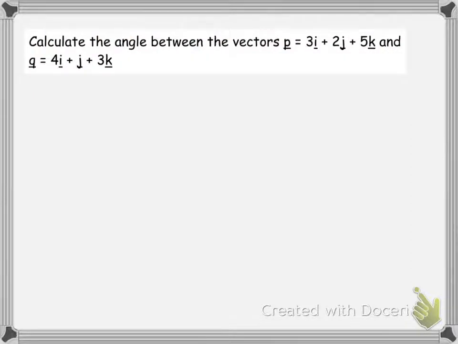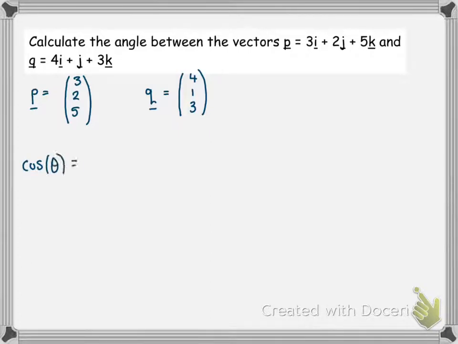Okay, so example 1. Calculate the angle between vectors P and Q, and they've been given to you in basis form. So the first thing we're going to have to do is write down the components of P and Q so that we can go ahead and work with them. The components of P are going to be 3, 2, 5, and the components of Q are going to be 4, 1, 3. So I'm going to write down my formula, and I'm going to use the letters that are in the question. So instead of A and B, I'm using P and Q.